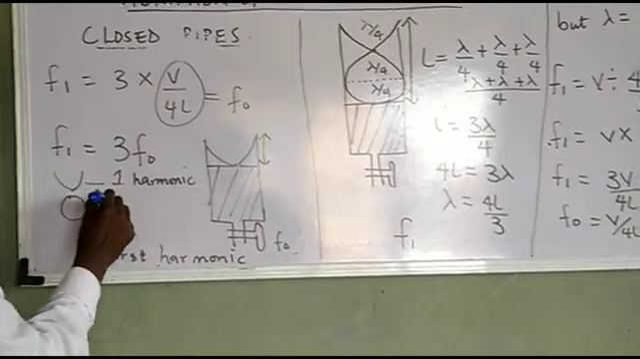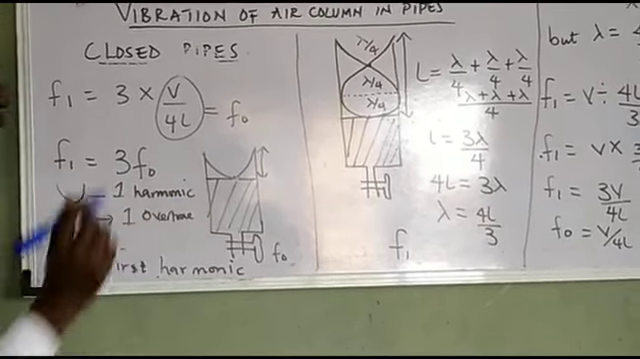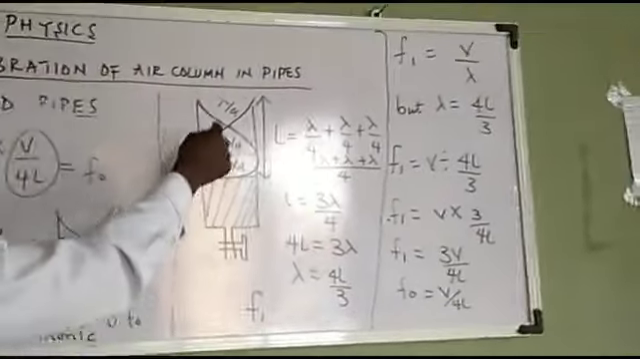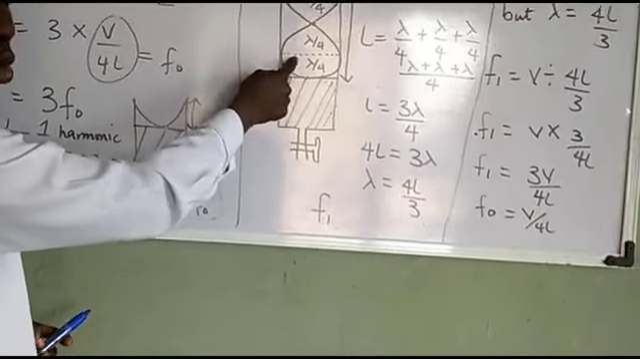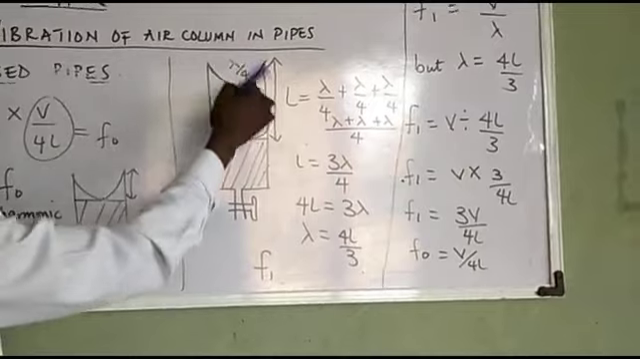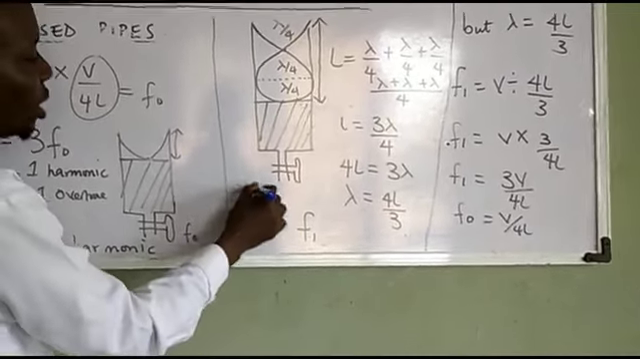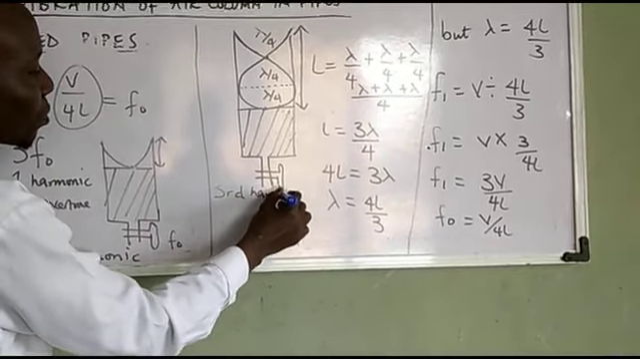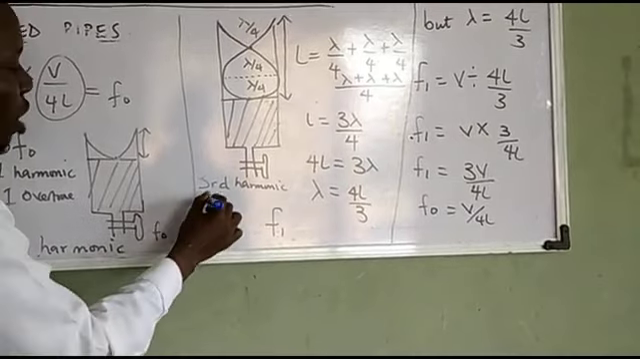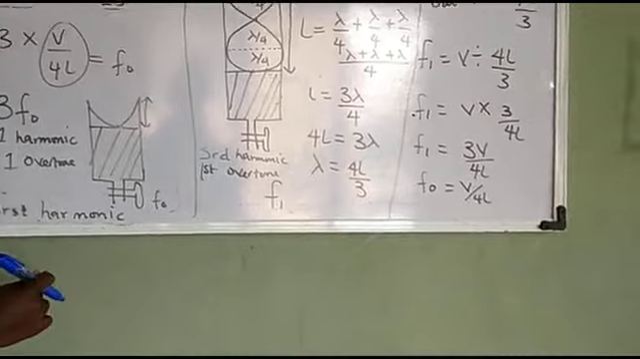Complete cycle is equivalent to one overtone. Is that good now? If you look at this, we have 3 halves of a cycle, or one complete cycle. So in terms of half cycles, we can call it the third harmonic. Or what is the overtone? First overtone. Is that good now?